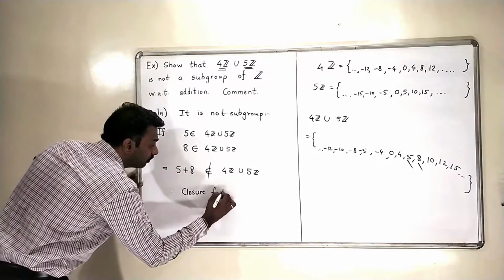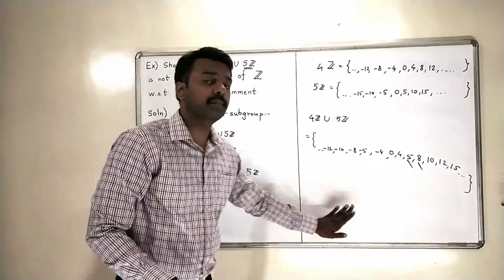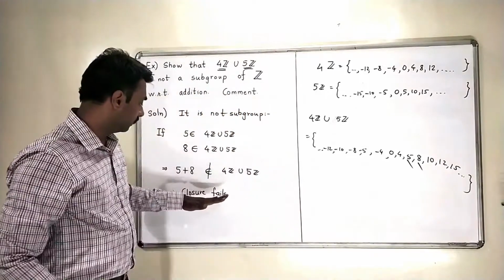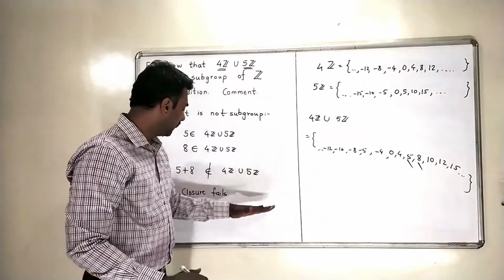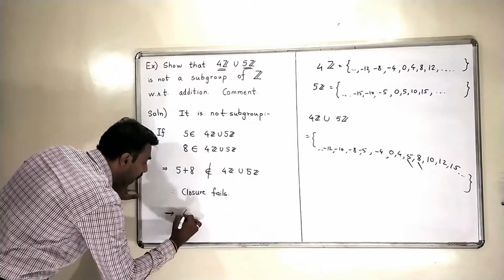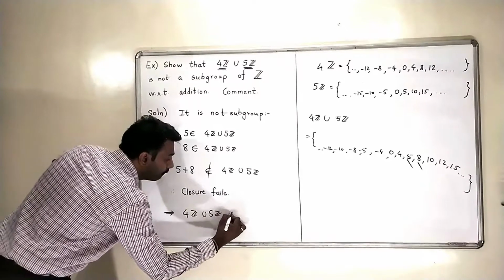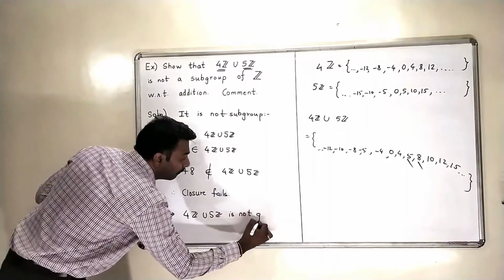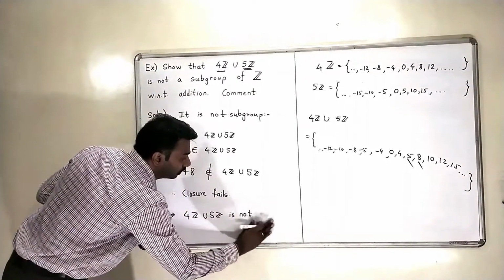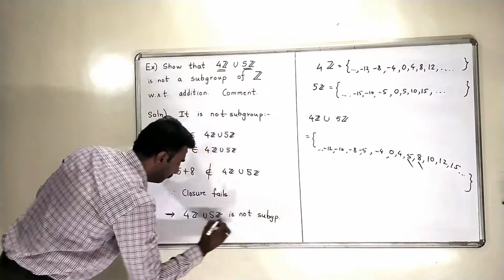The closure axiom does not hold, and therefore I will not check any other properties of this set about group, and I will declare that this set 4Z union 5Z is not a group or a subgroup of Z.